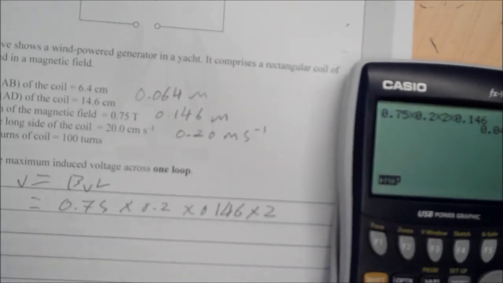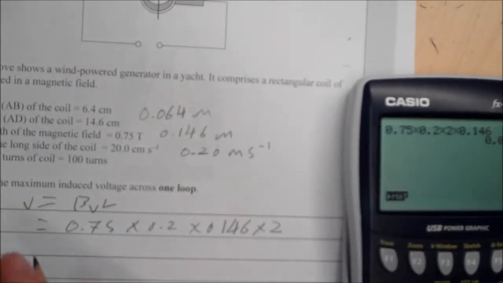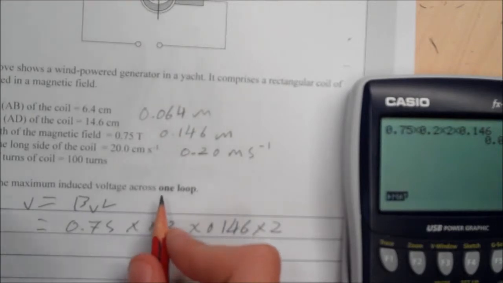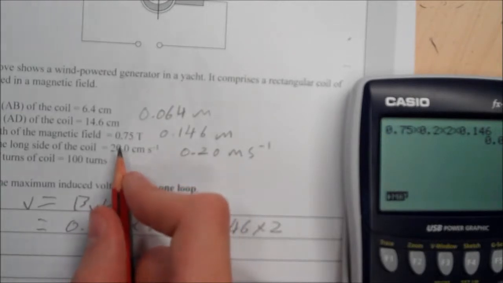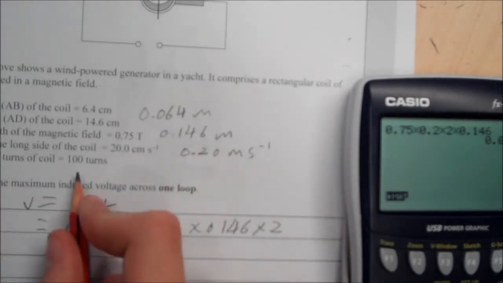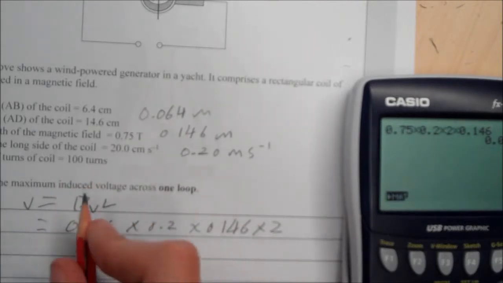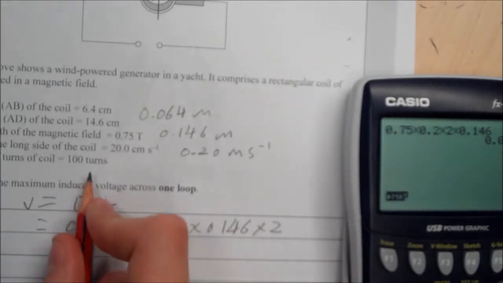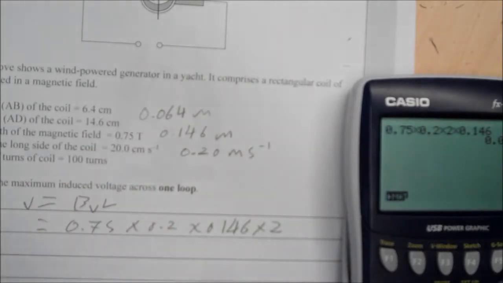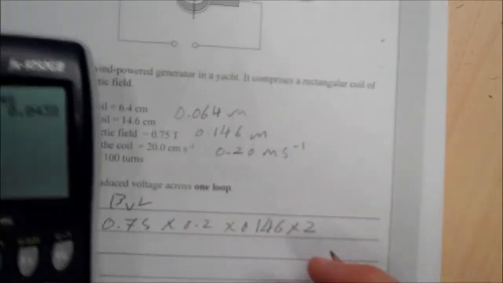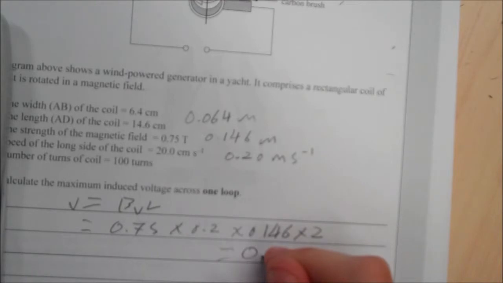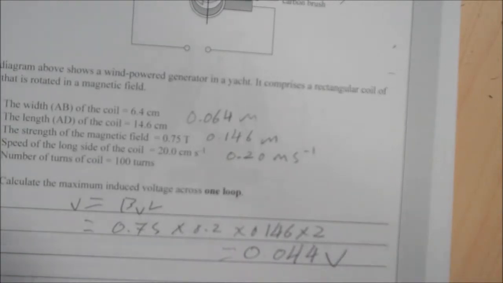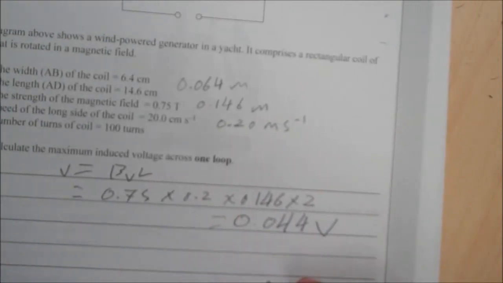Okay, so that looks about right, because there's not going to be a lot of voltage across one loop. I'm just guessing here, but because the strength of the magnetic field isn't that much, and there's 100 turns of the coil, if there was a really high voltage in one loop and they're timesing it by 100, you're going to end up with a really, really high voltage. So this seems like a reasonable answer. To the right number of significant figures, this is going to be 0.044 volts. Okay, better put it there.